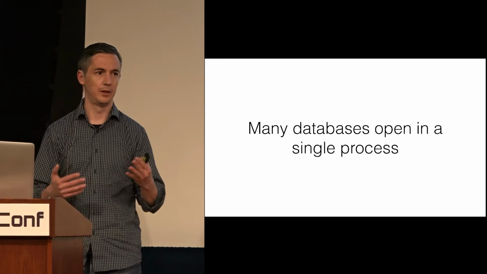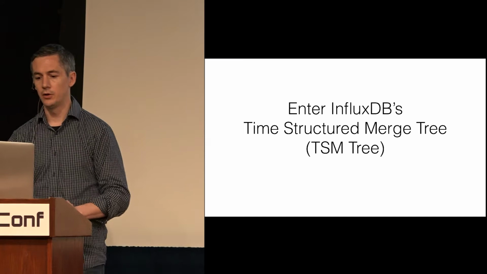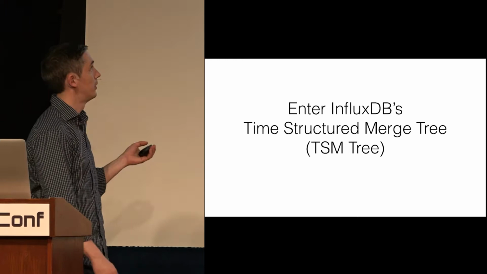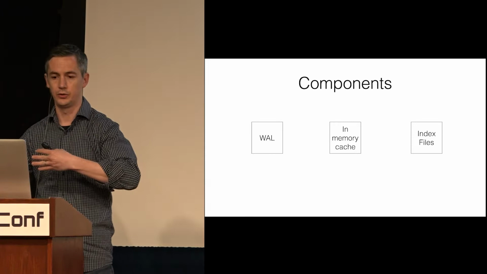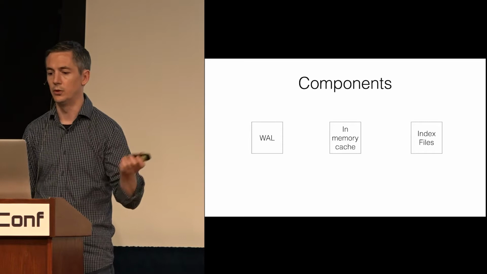So about a year and a half ago, we set about to create our own storage engine, which we call the Time Structured Merge Tree, or TSM Tree. It's heavily inspired by LSM trees, but it's a little bit different. So here are the different components of the storage engine. We have a write-ahead log, we have an in-memory cache, and we have index files that are read-only. This is very, very similar to how LSM trees are structured, right?